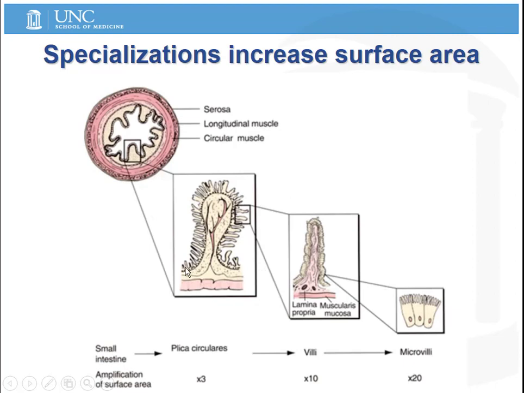So there are folds in the mucosa itself, and these folds increase the surface area around threefold. Then the mucosa has its own finger-like projections that protrude into the lumen, and they're called villi, and those further increase the surface area another tenfold.